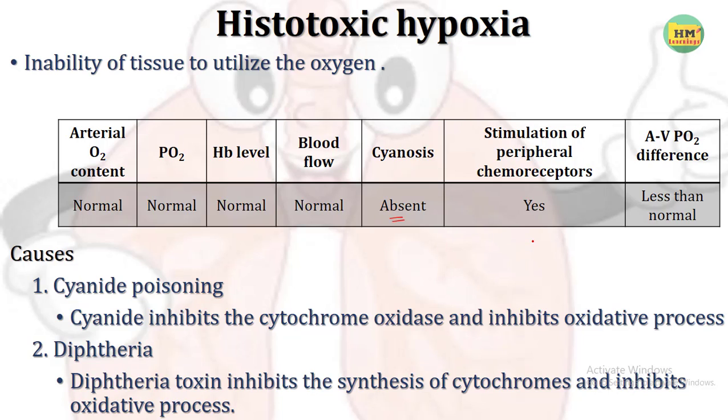Stimulation of peripheral chemoreceptors? Yes, because the tissues are not able to utilize the oxygen. So the chemoreceptors will think that there is a problem in the blood. Okay. Then the arterial-venous PO2 difference will be less than normal.